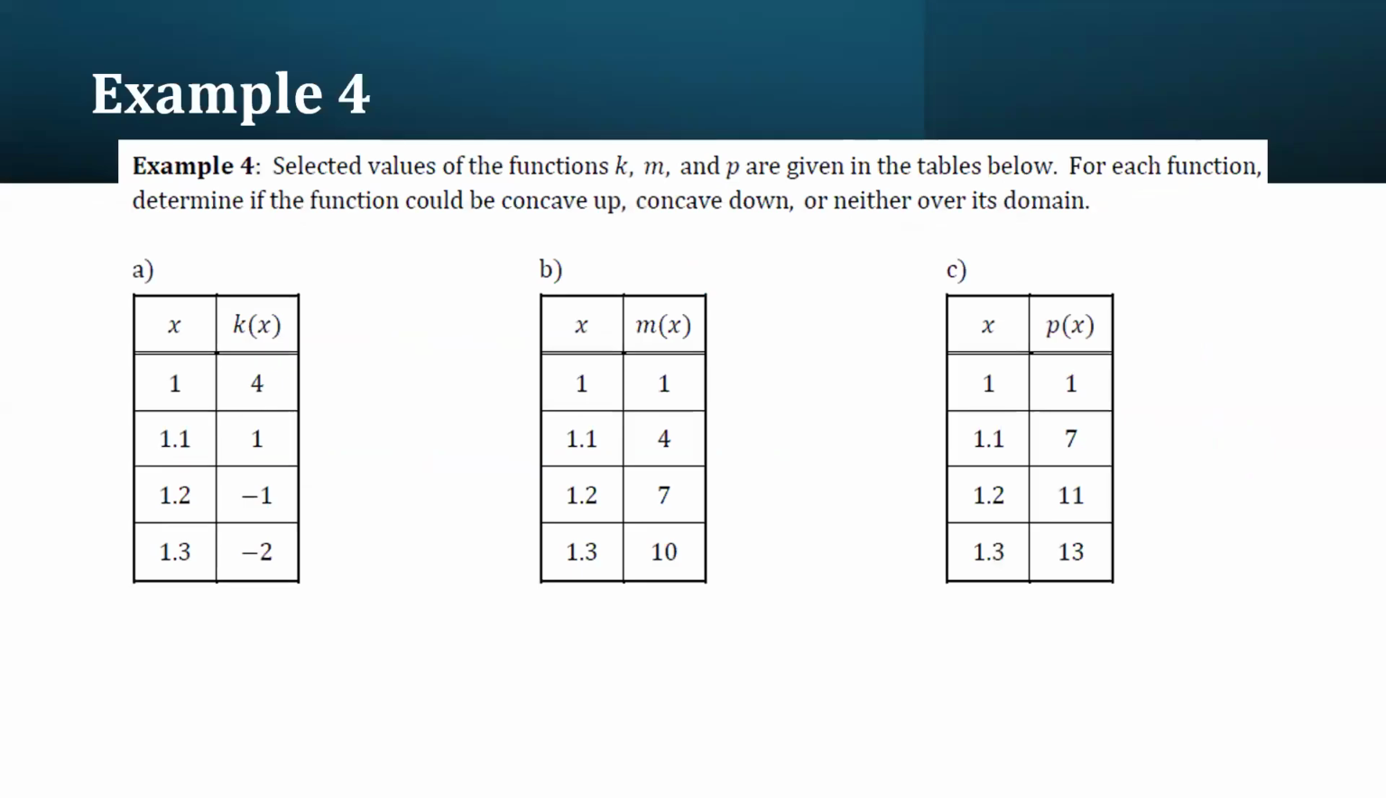All right, so here we have selected values of functions k, m, and p given in the tables below. For each function, determine if the function could be concave up, concave down, or neither on the given interval. We're going to analyze whether our rate of change is increasing or decreasing. If it's increasing, then it's concave up. If it's decreasing, it's concave down. So in order to do that, we have to find the rate of change first. We're going to find our average rate of change from here to here. What's 1 minus 4? Negative 3. What is 1.1 minus 1?